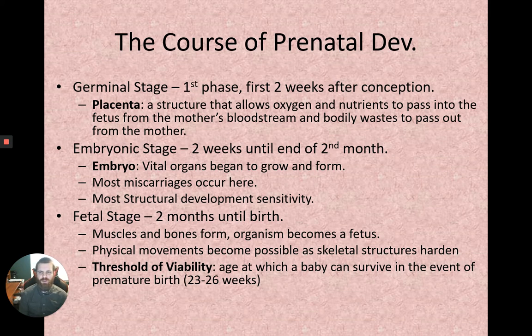Secondly, we have the embryonic stage. And so now we're talking about 2 weeks until the end of the second month. And so during this stage, you have the transition from being called a zygote to now the embryo. And during the embryonic stage, you're going to have the beginning of some organ formation. Sadly, most miscarriages actually occur in this stage, and they're not always known to the expecting mothers or to the pregnant mothers. It's during this stage that, like I said, vital organ growth begins.